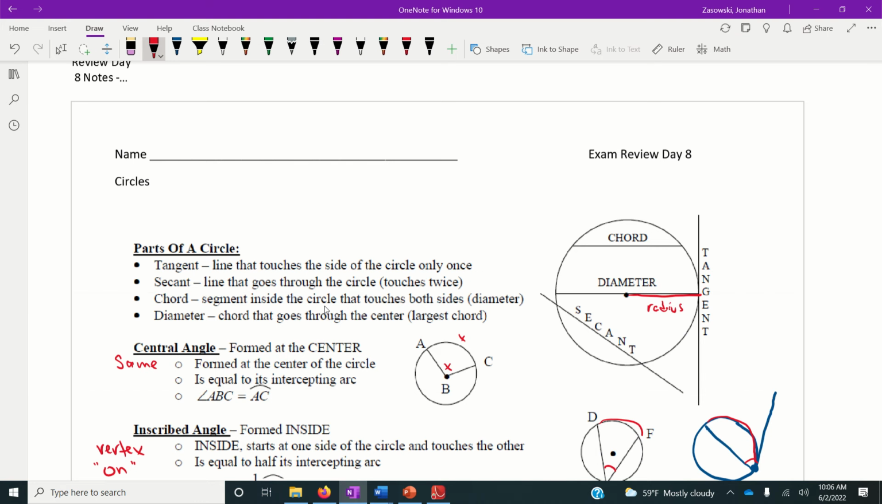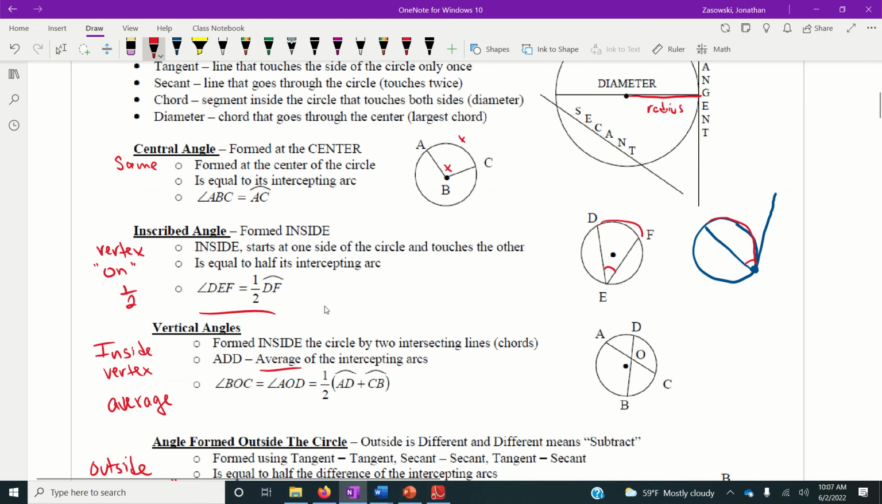So, types of angles that are formed inside the circle. The number one is the central angle, okay? So the central angle is formed at the center of the circle, and the key thing here is that the central angle is the same as its arc. Now, that means the vertex is at the center, so keep that in mind. The vertex is at the center, it's the same. If you have an inscribed angle, where the vertex is on the circle, we always think of half.